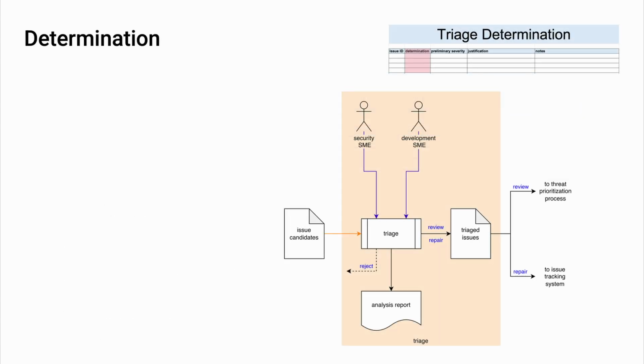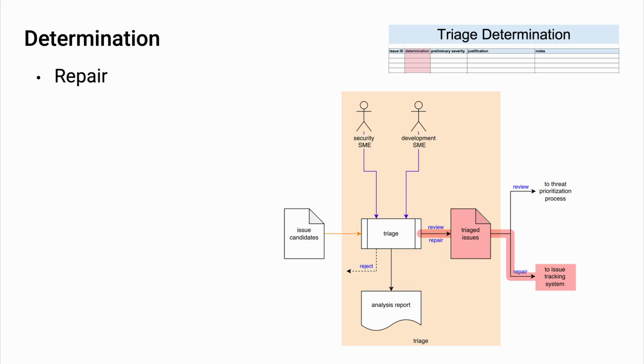Now let's look at the determination itself. When we think about the determination of the triage, we're going to use 3 buckets to classify the issues. The first is that of repair. We're going to assign this when it's clear that the issue requires mitigation.